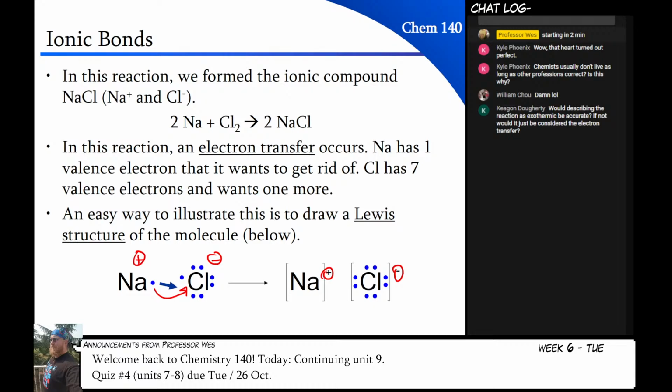Would describing the reaction as exothermic be accurate? It would, actually. But exothermic and electron transfer are two different things. So what exothermic means is, when you do the reaction, energy is released. And so an energy release can be observed in the form of, say, light or heat. Heat is the most common one. Sometimes you get light. But energy is released, and that energy can be absorbed by other things.